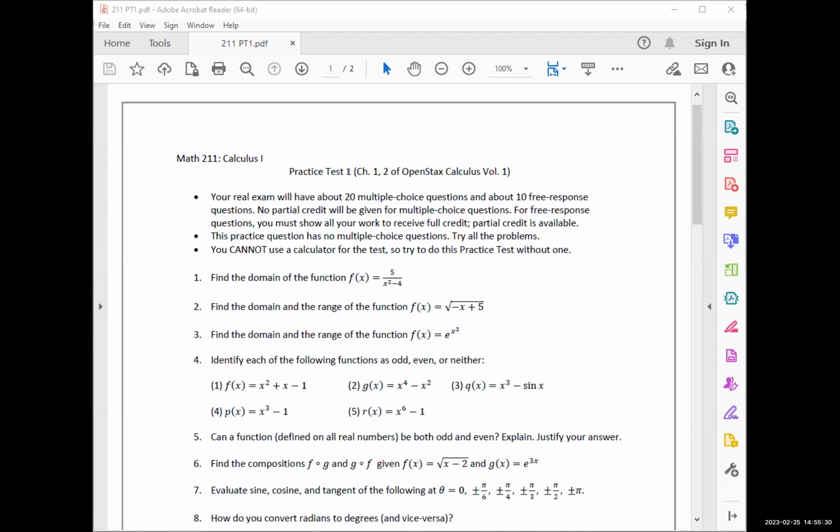Just to make sure we all understand what's happening, practice test number 1 is for your test number 1. That's on chapters 1 and 2 of the OpenStax Calculus Volume 1 textbook. The details of the real test number 1 can be seen here in these 3 bullet points. I will be starting with number 1 and will do about 4 problems each. Let's get started now.